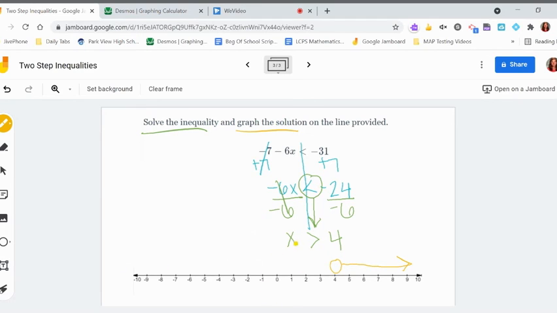Okay, so keep in mind when you're solving two-step inequalities, it is mostly the same way that you learned when solving equations. Really, the biggest difference is when you divide or multiply by a negative number, you have to change the direction of the sign. That'll make a big difference in your answer. All right, go ahead and try some practice problems now.